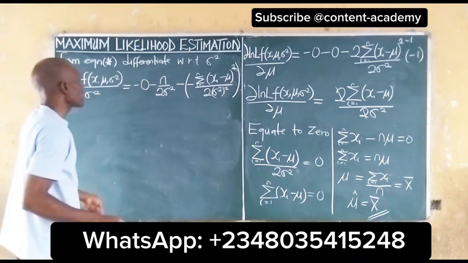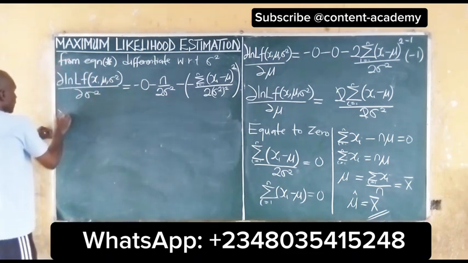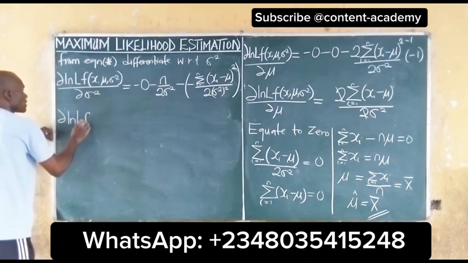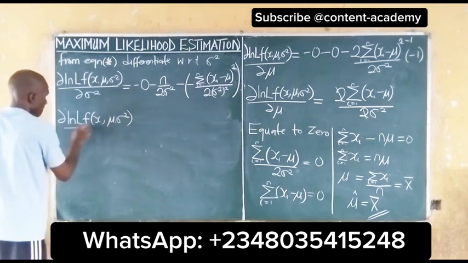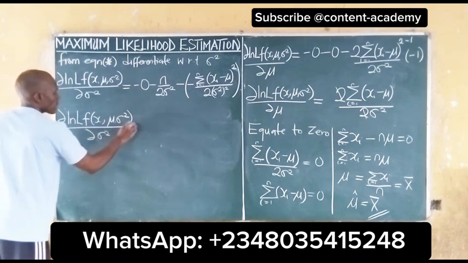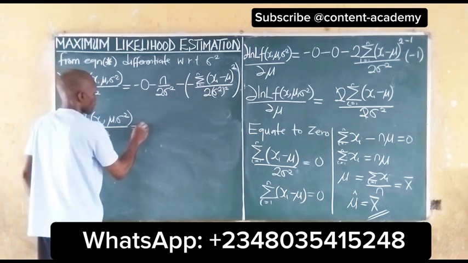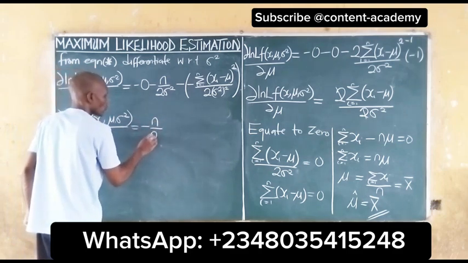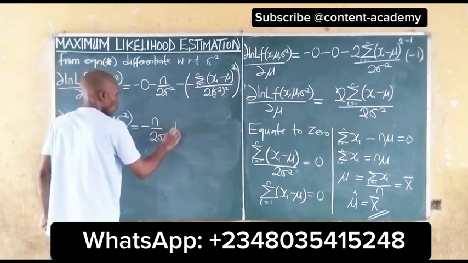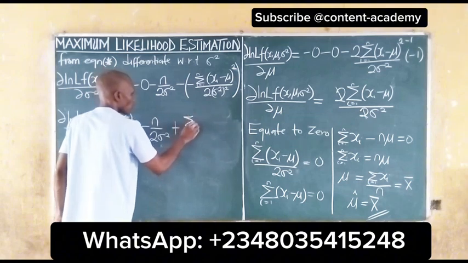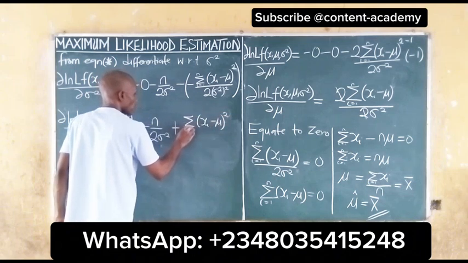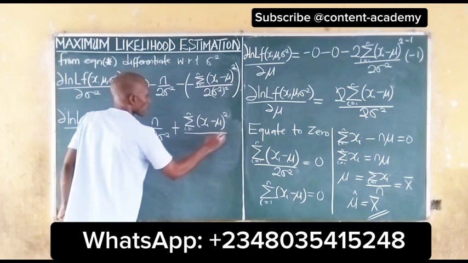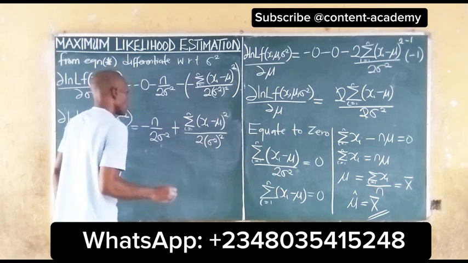Now, we can easily write out this properly. Our derivative can be written as negative n all over 2 sigma squared plus summation of (xi minus mu) squared, as i running from 1 to n, all over 2 into sigma squared squared.